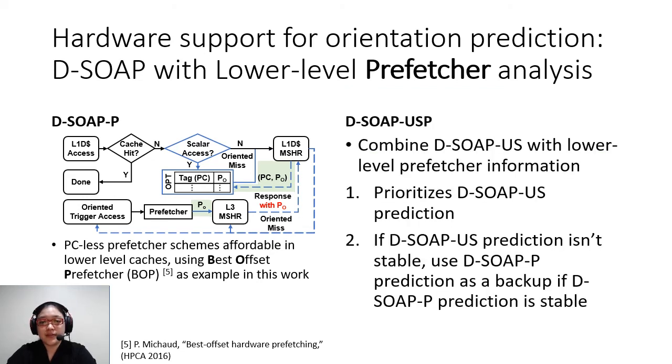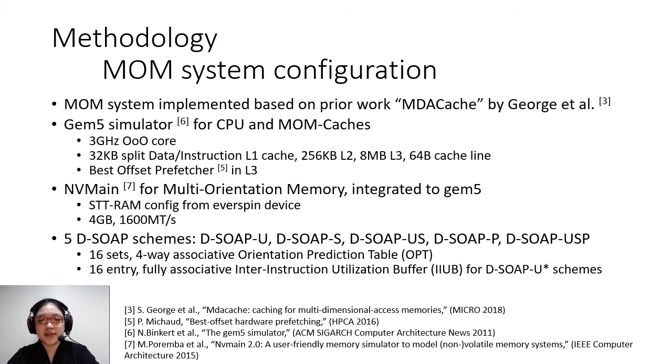The DSOAP-USP scheme combines all three information sources together by simply using DSOAP-P's prediction when DSOAP-US cannot provide a stable prediction, but this nearly never happens. The complete methodology is described in our paper, but briefly.